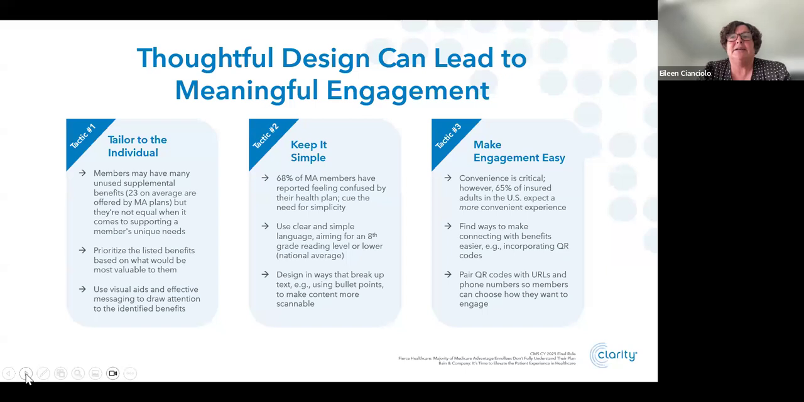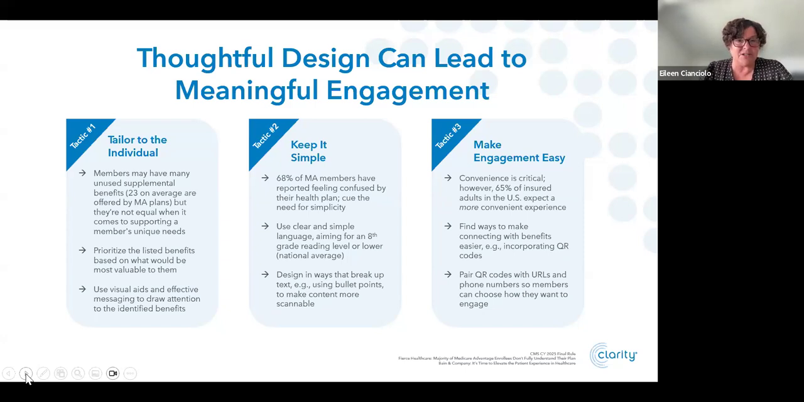So what I really urge all of you to do is don't just check the box on yet another communication that has to go out to individuals and to your members. Be thoughtful as far as the design that you use. It's an opportunity. Every touch point of which we send something out and communicate with a member is an opportunity to create a relationship with them. So make it meaningful and make it engaging.